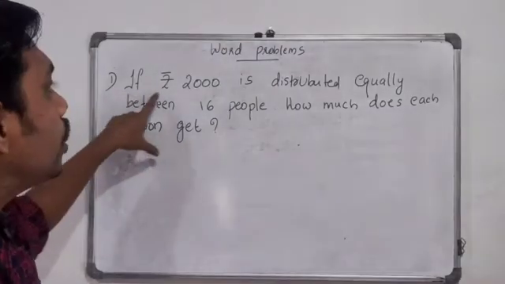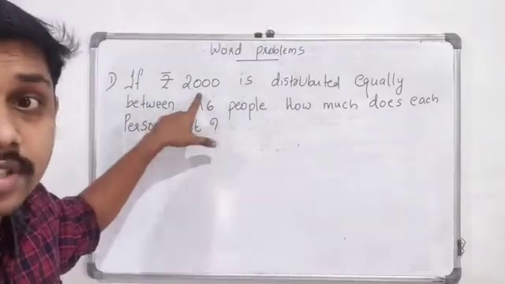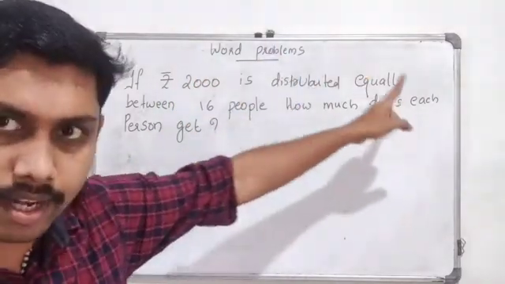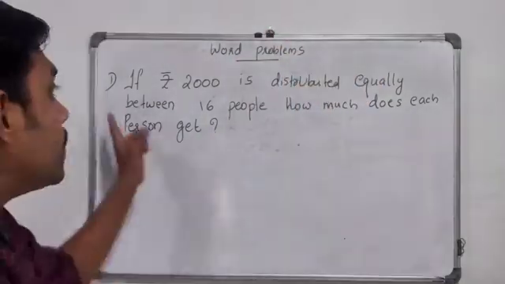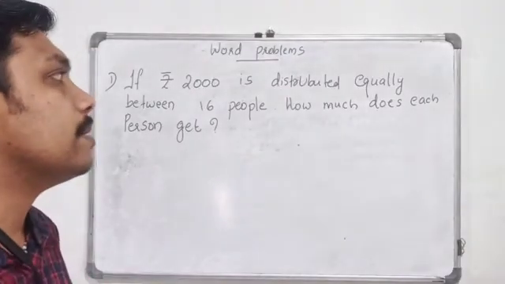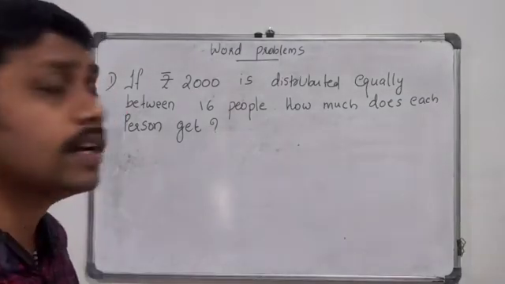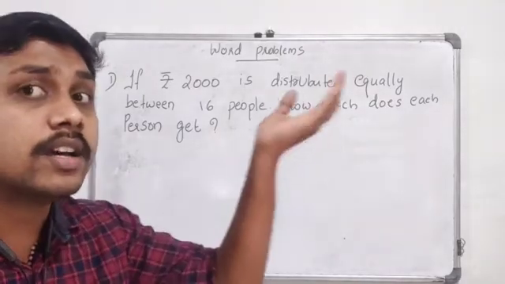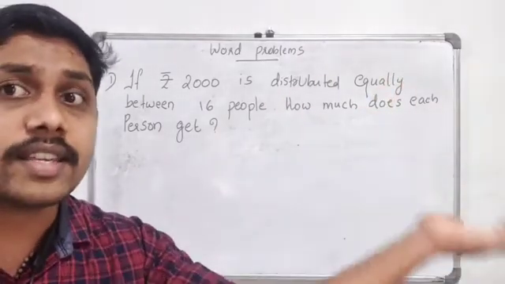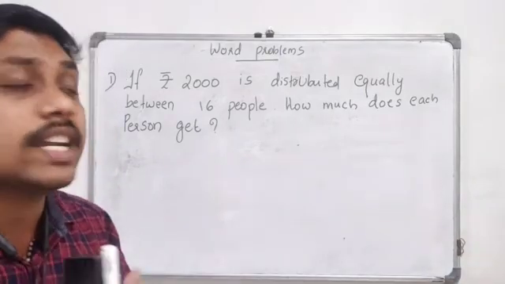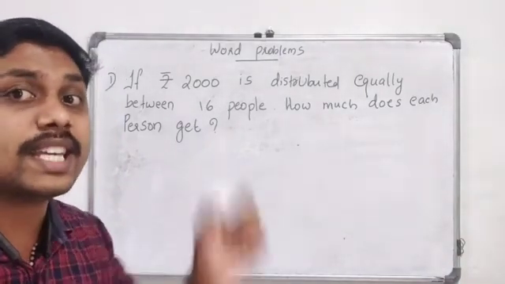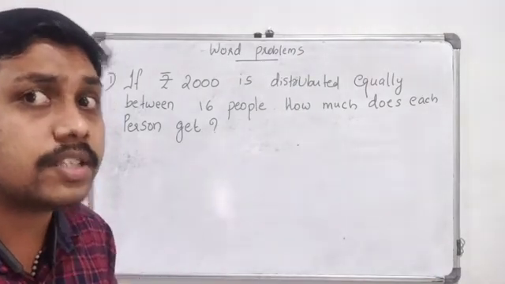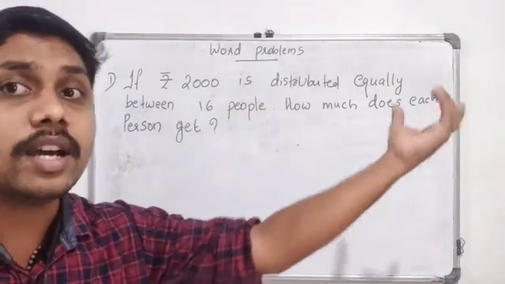The question is, if 2000 rupees is distributed equally between 16 people, how much does each person get? So we have 2000 rupees in hand. There are 16 people. We need to distribute this 2000 rupees equally to the 16 people.